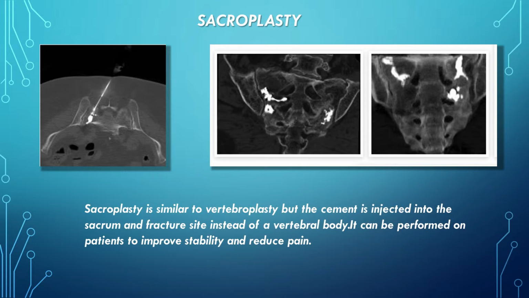Sacroplasty is similar to vertebroplasty, but the cement is injected into the sacrum and fracture site instead of a vertebral body. It can be performed on patients to improve stability and to reduce pain. This is suitable for patients who are unsuitable for mechanical repair through plating.